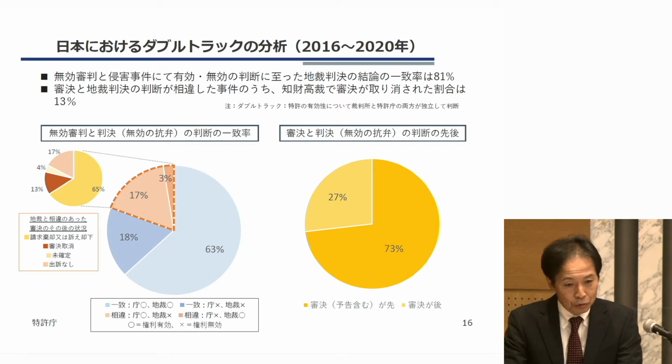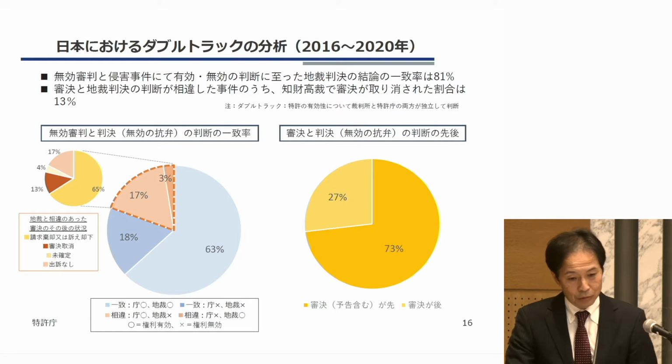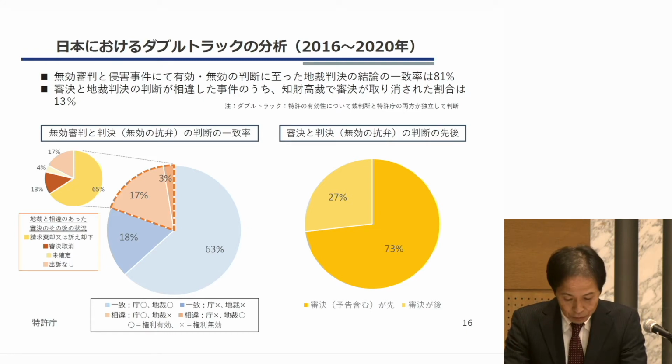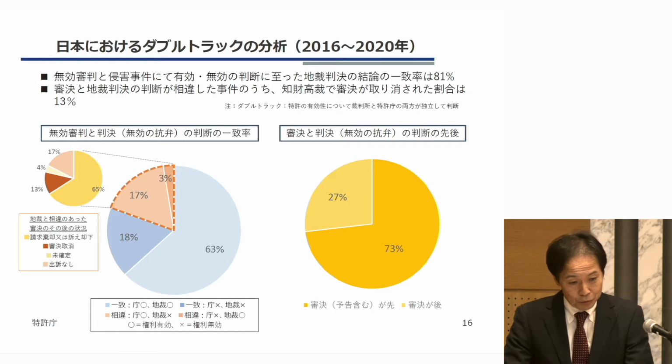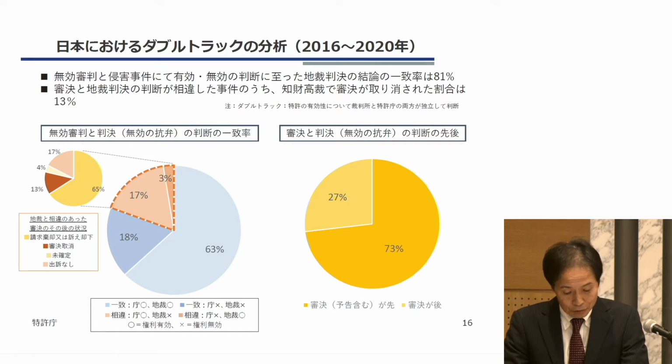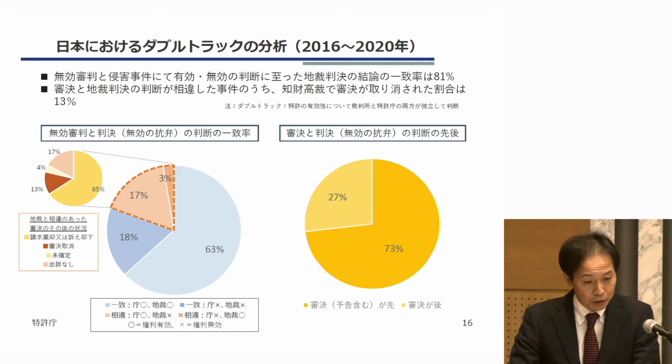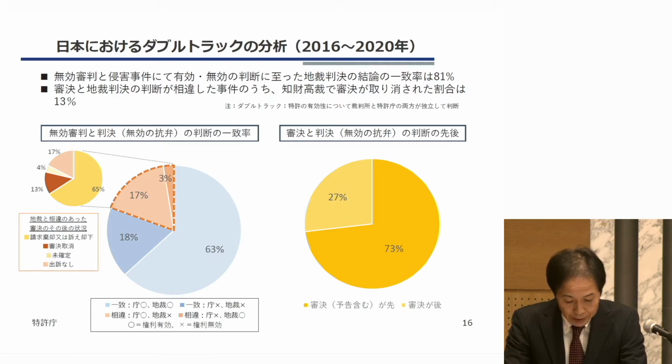As you can see on the right, the pie chart on the right, this shows which is the fastest, which delivers a decision earliest. And you can see that the courts are generally faster. And on the left-hand side, in the case of invalidations, the blue shows when the JPO and the courts are in agreement, and this is about 80%.